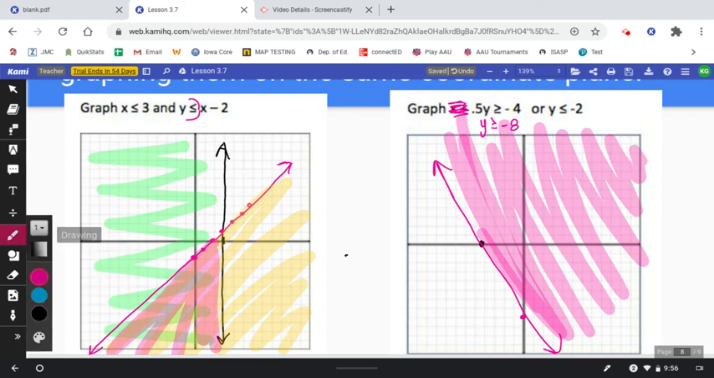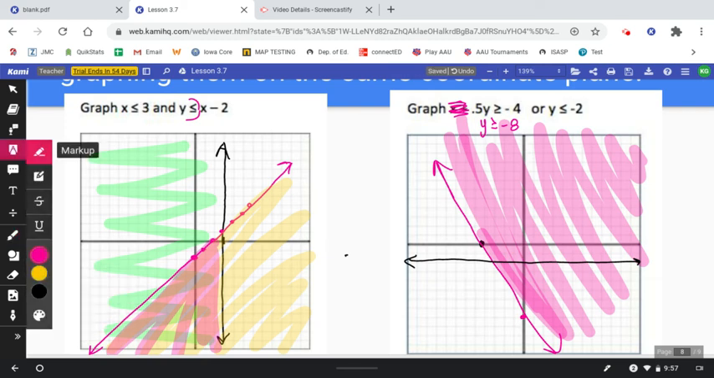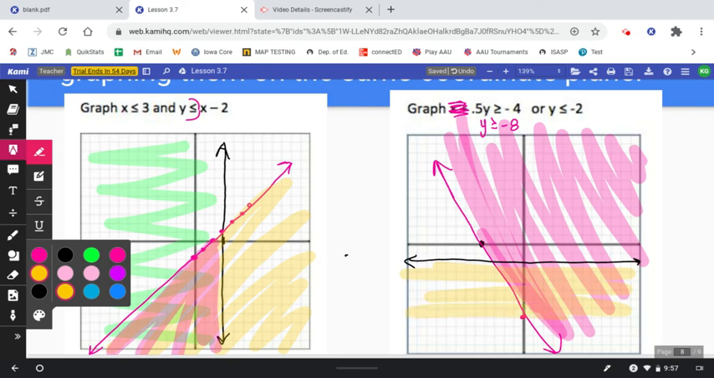On my second one, I just have y is less than or equal to -2, so I know that it's a horizontal line because there's no x. And because it's less than or equal to, it's solid. And because it's less than, I'm going to shade below. And so the area where these two cross is this section right here in green.